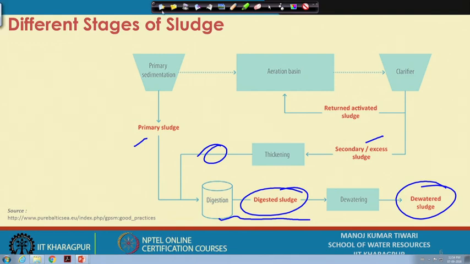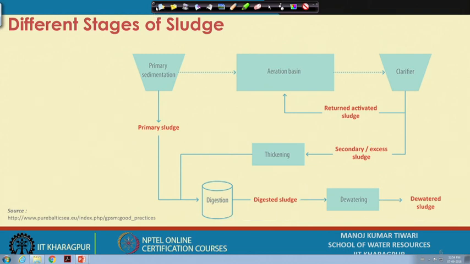So, with this we will conclude this particular lecture, and in the next lecture we will talk about the quantity and various characteristics of the sludge which is generated from the different steps or different units of the wastewater treatment facility.